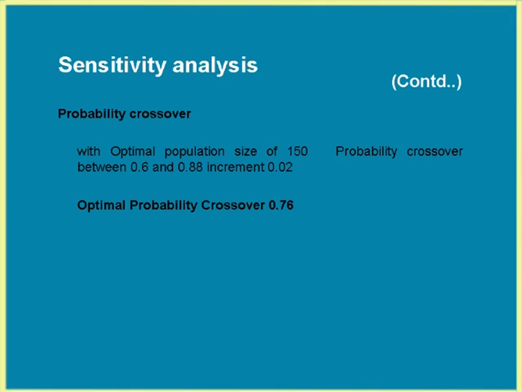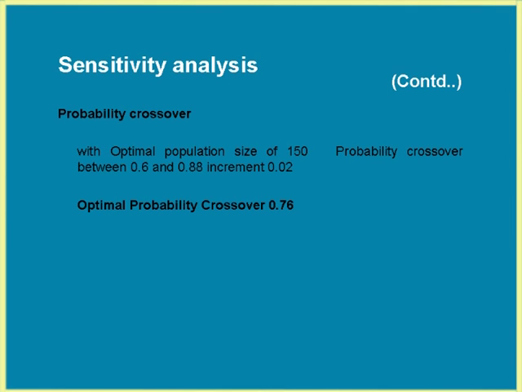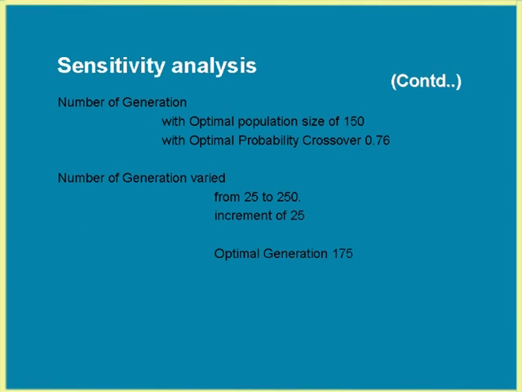Now I varied the probability of crossover from 0.6 to 0.88 with an increment of 0.02. This is the objective function for a population of 150 with the probability of 0.6. When I increase the probability of crossover, the system performance improved and we reached the minimum value when the probability of crossover is 0.76. Again it starts resulting in poor performance. So from the crossover probability sensitivity analysis, we found that the optimal number is 0.76.